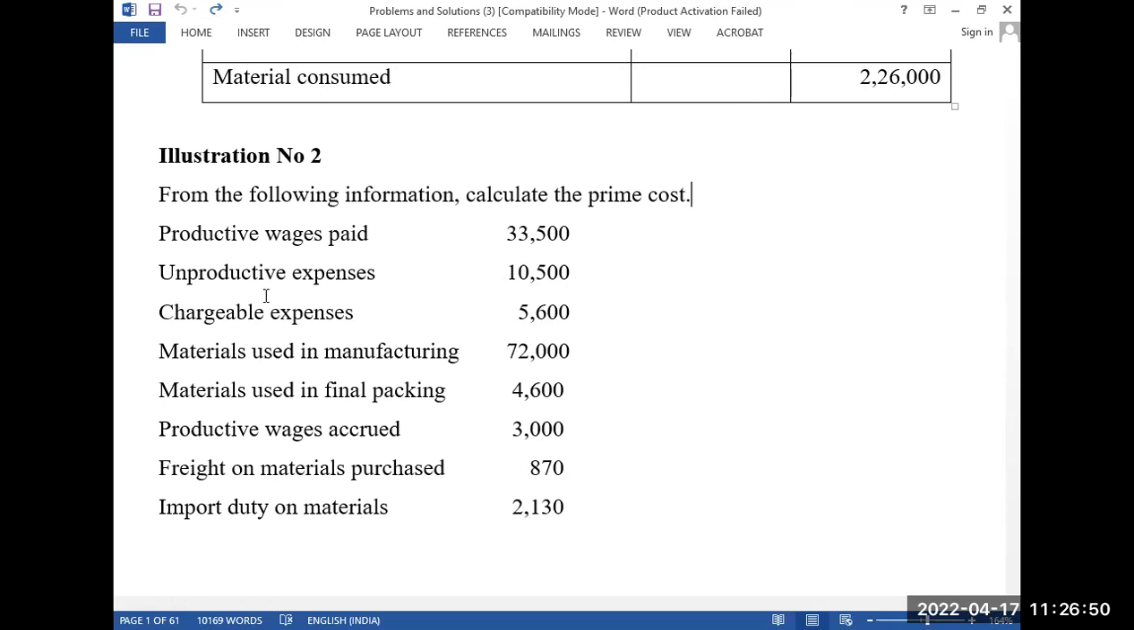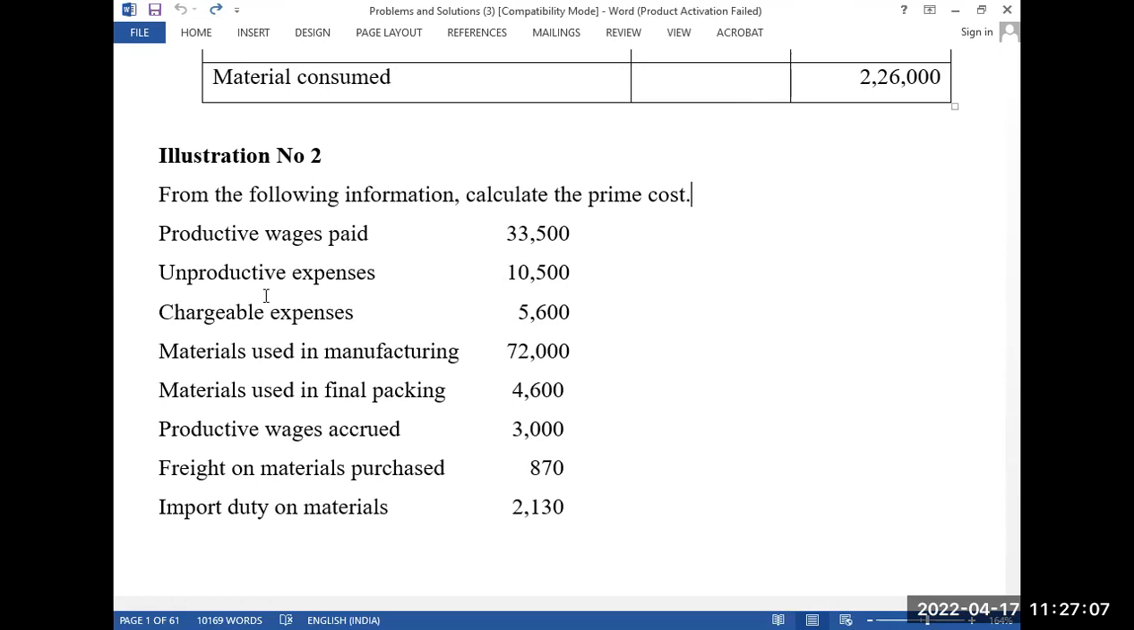Okay. And then import duty also. You are importing the materials. It's not a tax paid out of your income. It's a tax paid for the material you are bringing in to India. Okay. So now material. How much?